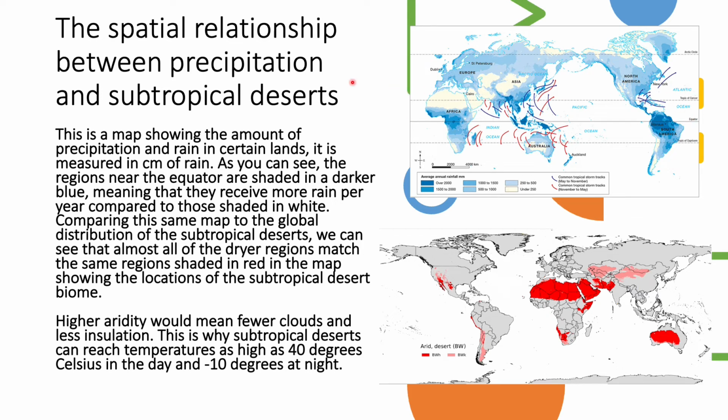All these drier areas receive less rain. Comparing this same map to the global distribution of the subtropical deserts, we can see that almost all of the drier regions match the same regions shaded in red in the map, showing the locations of the subtropical desert biome. So all of these regions shaded red are mostly the same regions shaded white around these areas. Higher aridity would mean fewer clouds and less insolation. This is why subtropical deserts can reach temperatures as high as 40 degrees Celsius in the day and minus 10 degrees Celsius at night.